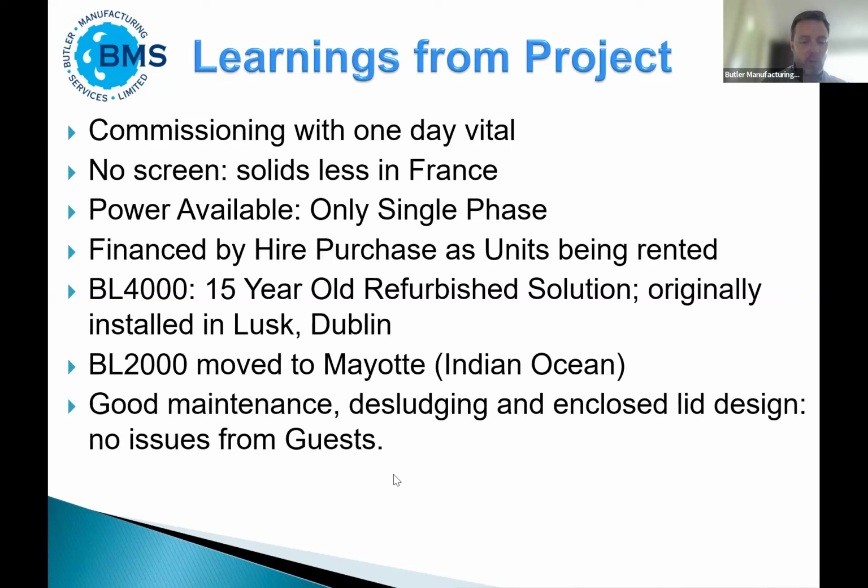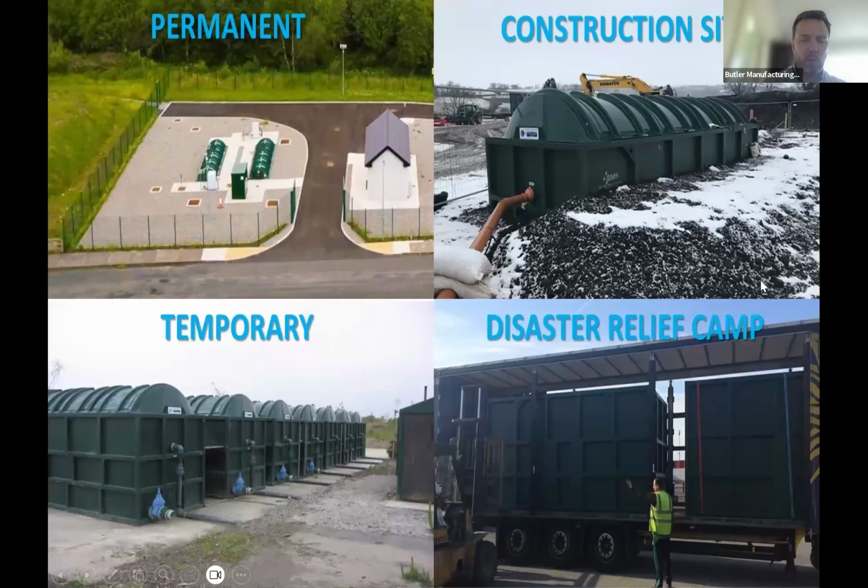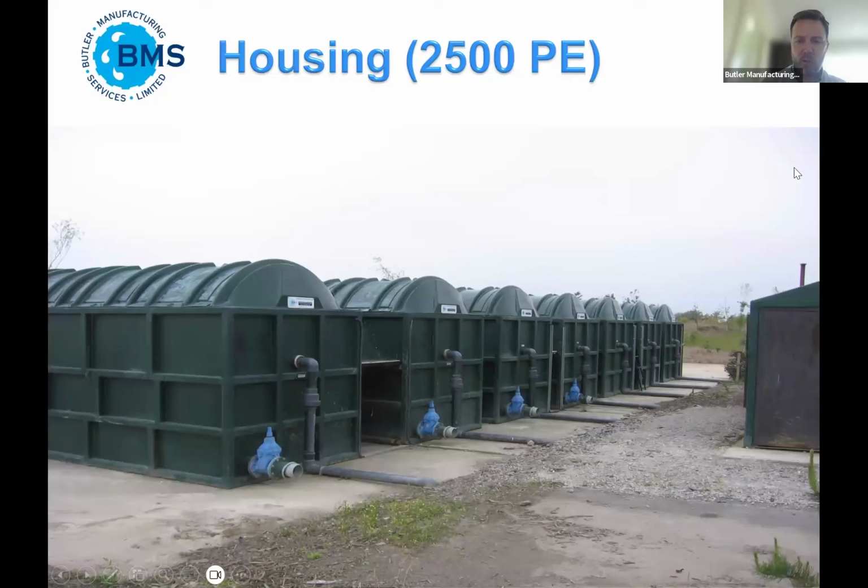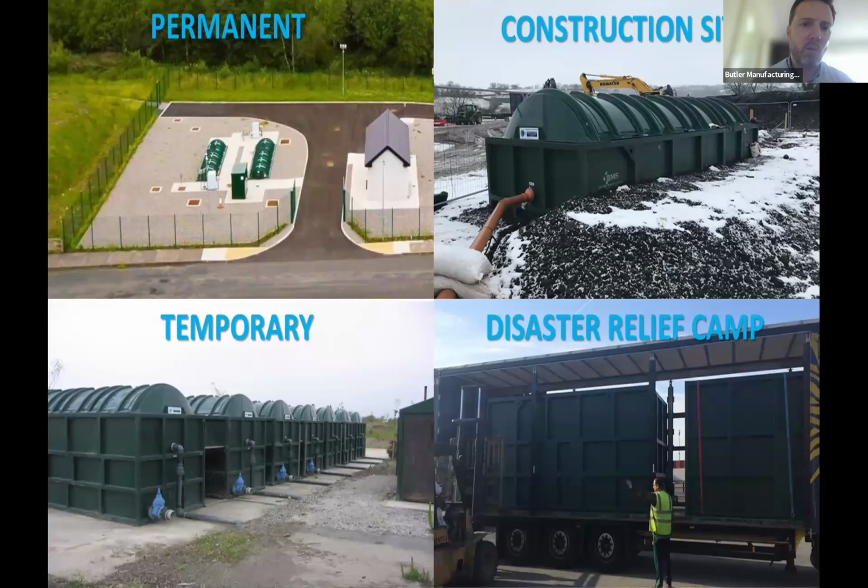And the BL7000 went to Mayotte, and there's very good maintenance on it. And even though it's so close to the actual units, there's actually no odor issues. So moving on, you can see Blivet can be used in a lot of different situations, from permanent to temporary to disaster relief. You can see in the corner that was Lusk in County Dublin, where we reached up to 5,000 population equivalents, which is the biggest temporary sewage treatment plant we ever did, and was added in steps.